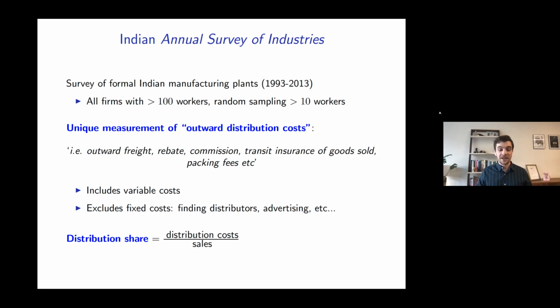Now, you're making a broader point, that we're not making the statement that these measures of distribution costs cover the totality of transport costs in the economy. But what they do focus in on is how much these are directly affecting manufacturing firms. How much are they actually spending themselves? And it's what they spend.